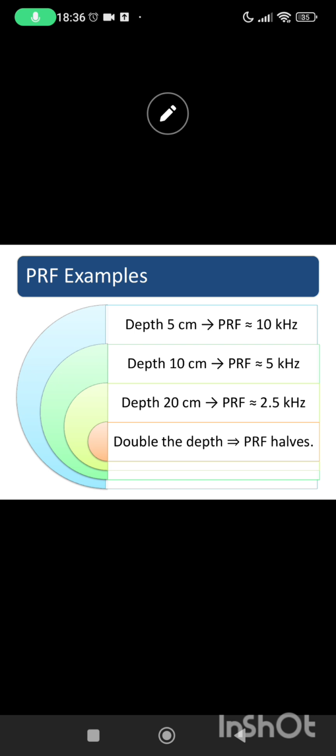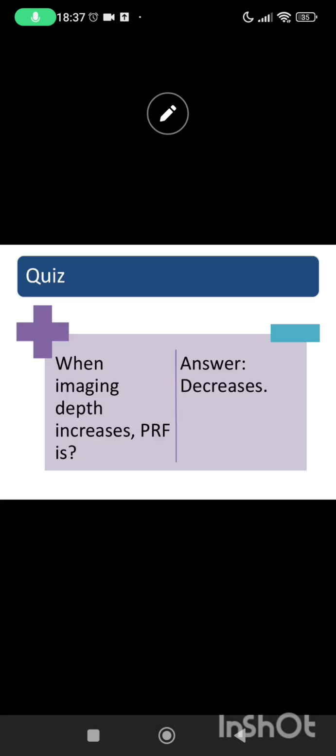The time to 20 doubles. PRF again will be reduced by half. Exactly. So it again reduces almost half. So first 5, then it becomes 2.5 kilohertz. So double the depth and PRF becomes half. So they are inversely related.